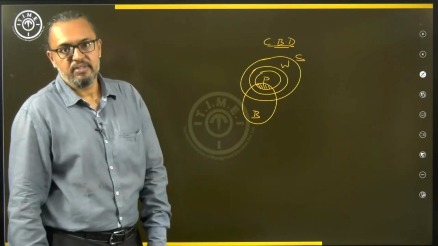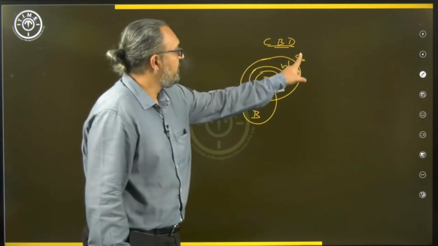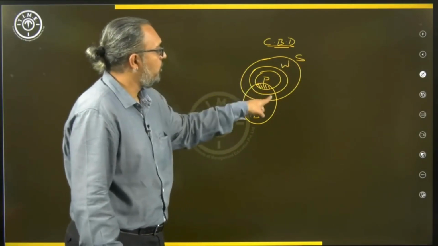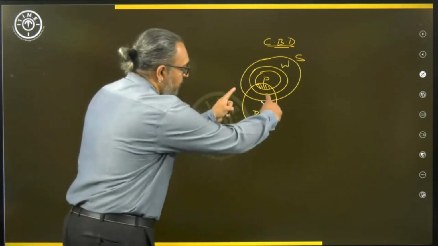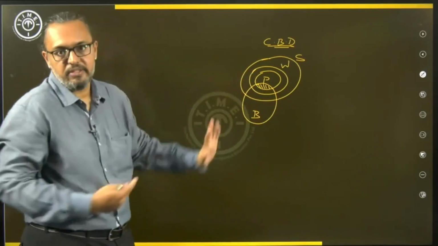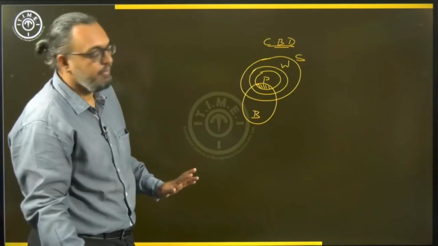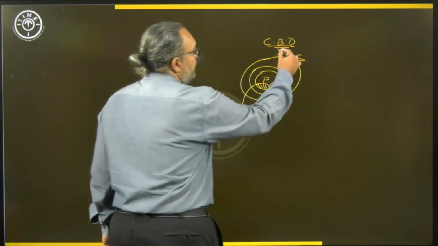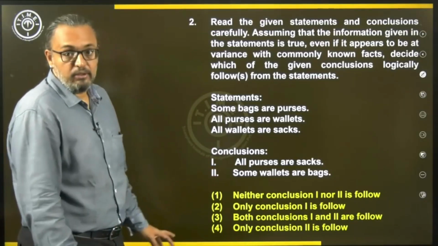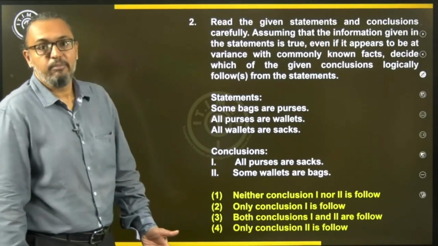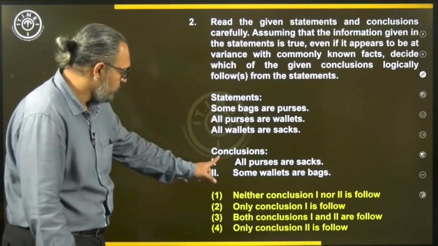Some bags are purses. So without overlapping with the sacks and wallets, I cannot overlap with purses. So minimum overlap. Some part of the bags circle should be outside all the circles. That is compulsory. Okay. So this is going to be our combined basic diagram. Now look at our conclusions. In both the conclusions, they are affirmative conclusions. So let's continue.